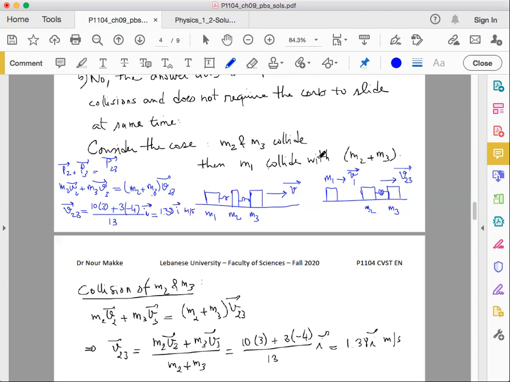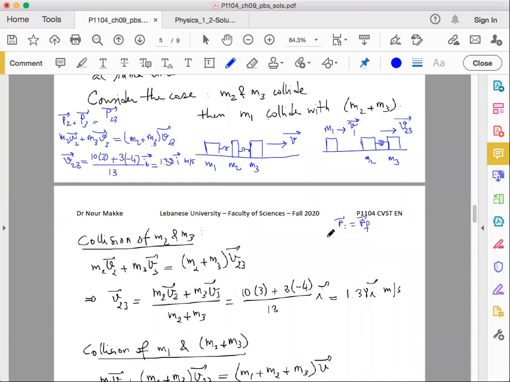And so now we know what V23 is, and we are going to consider the collision between M1 and the system M23. So if we again apply the conservation of linear momentum for this system between the initial and the final stage, which correspond to the time right before the collision and right after the collision, we end up with M1V1 plus the mass of the system 2-3 multiplied by the velocity of the system 2-3 equal to M1 plus M2 plus M3, the mass of the new system, multiplied by its velocity V, where V is the velocity of the total system.